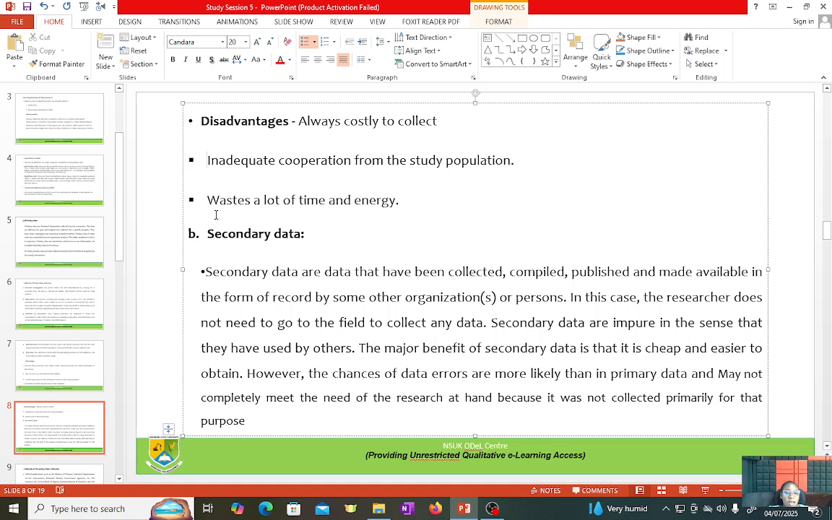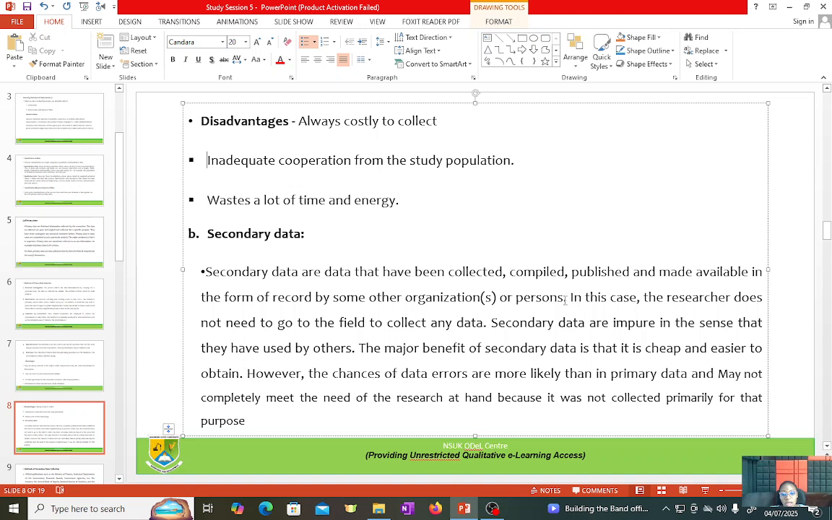So these are the disadvantages of primary data. On the other hand, secondary data are data that have been collected, compiled, and published, and also made available in the form of record by some organizations or persons.